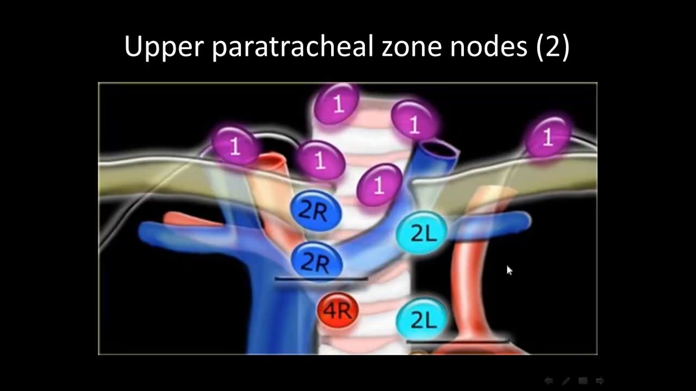Let's have a look at this illustration. These ones that are numbered 2 are the upper paratracheal lymph nodes. They are divided by a midline into left and right. The superior margin is the same, but the inferior margin is different. For the right, the inferior margin is the lower margin of the left brachiocephalic vein. But for the left one, they are slightly lower. It's the superior border of the aortic arch.